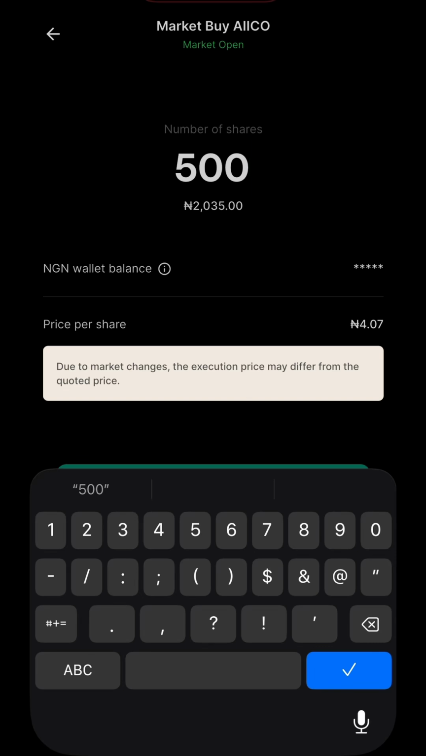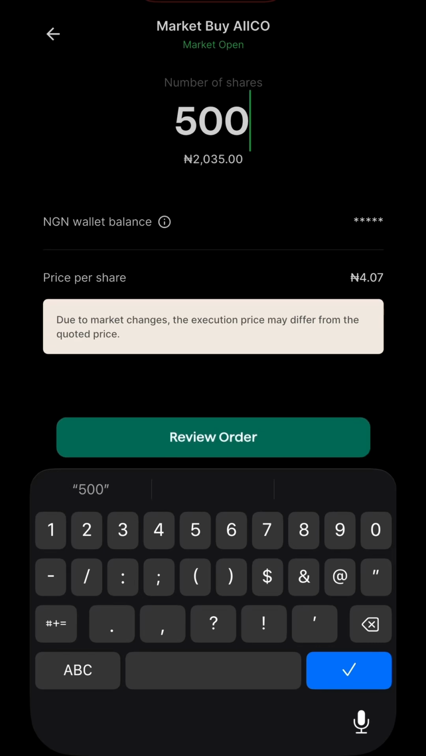You're going to see the amount, which is 2,035 naira. So it means the total value of 500 shares that you're trying to buy at the current price of 4 naira 0.7 kobo is 2,035. Then you proceed to review the order and then you buy.